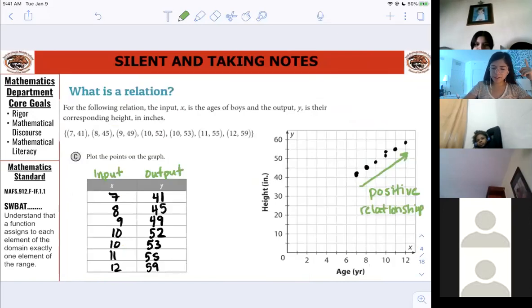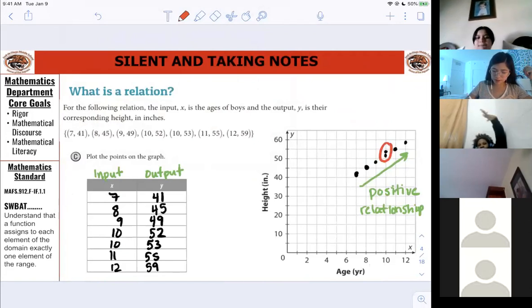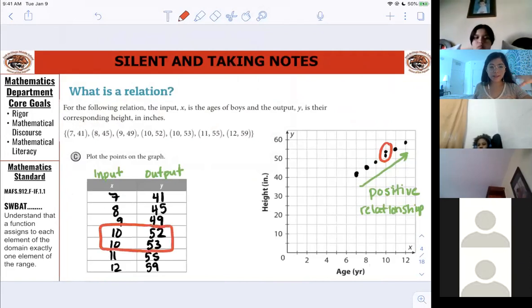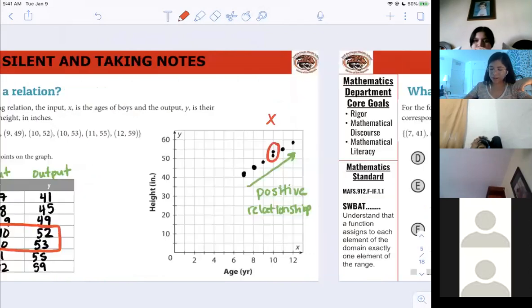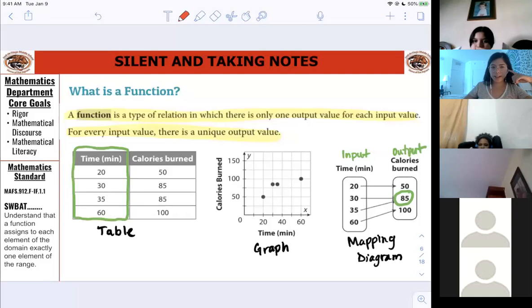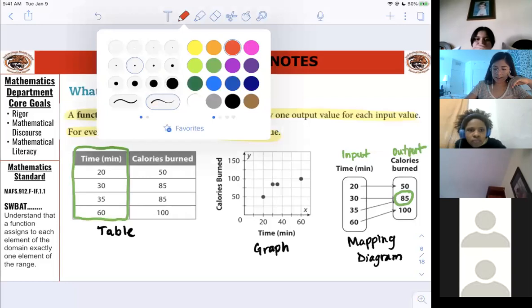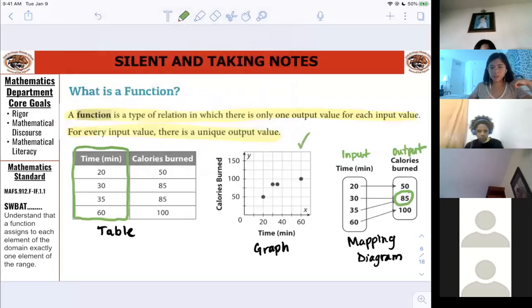In this example, notice how these two dots are stacked up. Those two numbers correspond to these two values in the table. So the tens, those two tens are repeating, and then on the graph, it looks like that. They're stacked up on top of each other. So that's bad. That's how we know this is not a function. However, over here, are there any values stacking up? No, right? So since they're not stacked up, we're good. This one is a function.